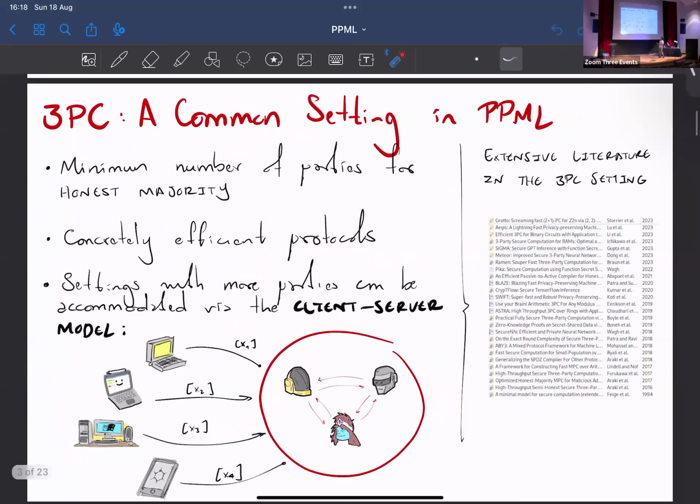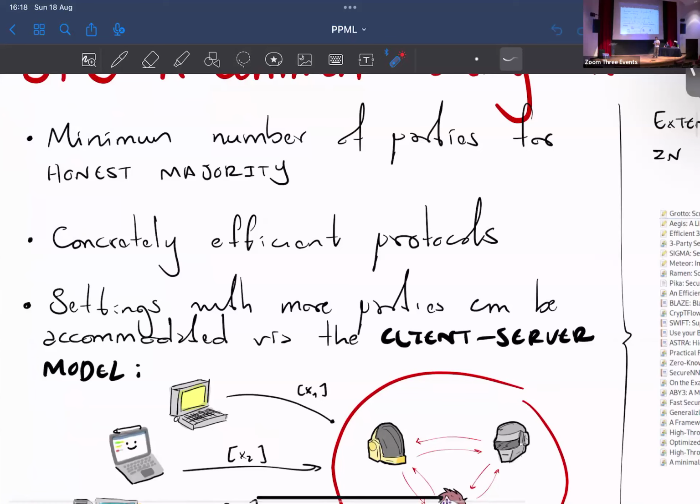So why 3PC, three-party computation? I'm going to abbreviate it to 3PC multiple times. There are multiple reasons to choose this setting. First is the minimum number of parties you need to get honest majority. With two parties, you cannot get honest majority. With three parties, you can. And that's good because with honest majority, you can get many good properties. You can get statistical security, you can get guaranteed output delivery, you can get different things that are not possible without honest majority. And more importantly, and also the reason why, for example, Nishant was telling us earlier about the two-party case with a dealer, is that you can get very concretely efficient protocols in this setting.